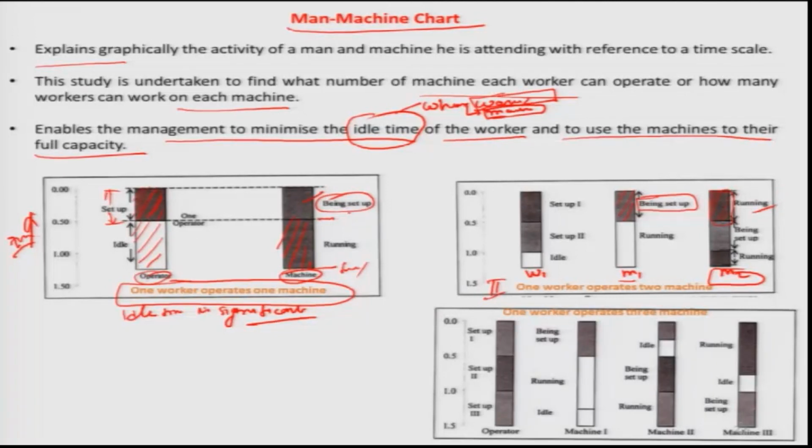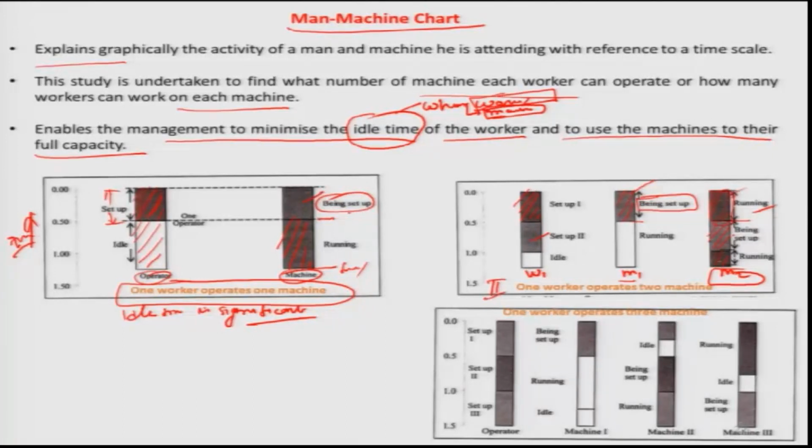Okay. So here you can see M2 is already running, M1 is being set up, and the worker is involved in M1. After that, M1 will start working. Then M2 will finish its machining process, so the worker has to remove that part and set up again for the next operation. So again the worker is busy in M2 now. After that it will start working.